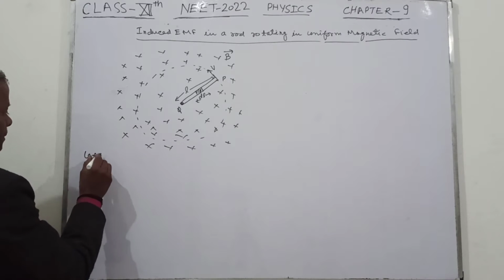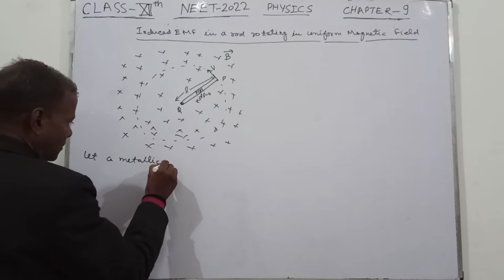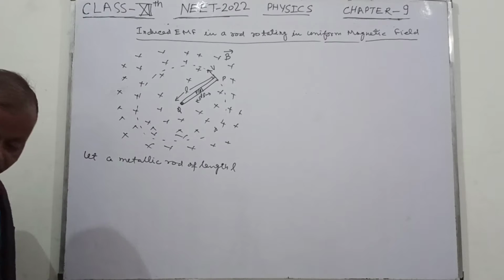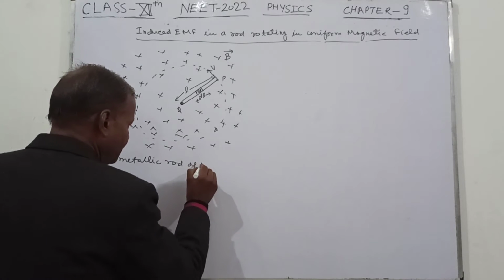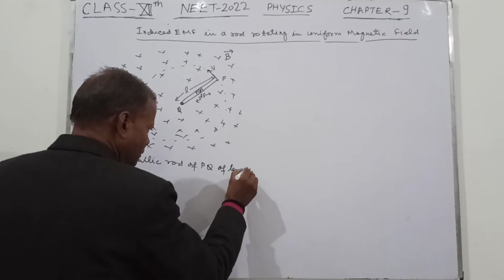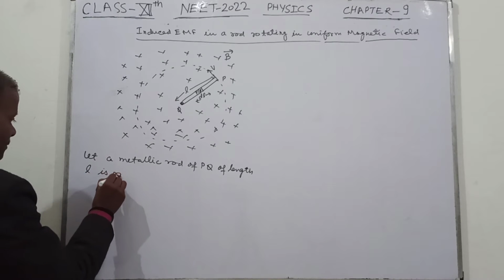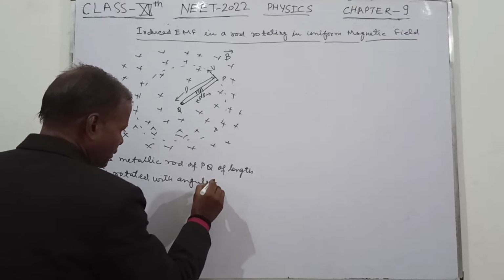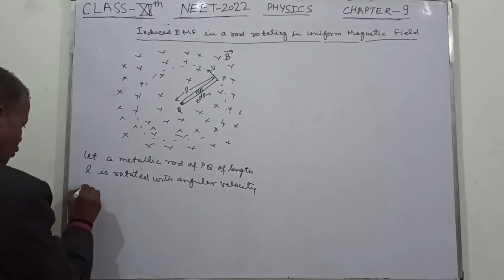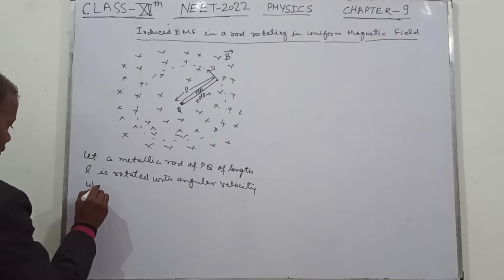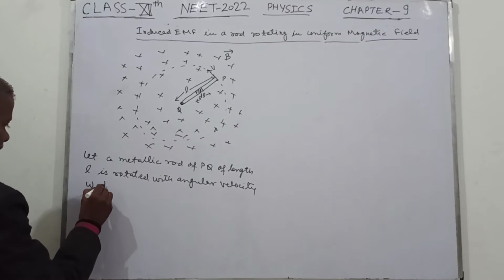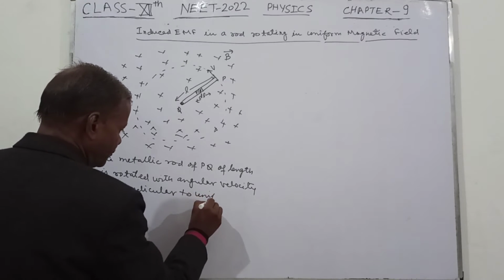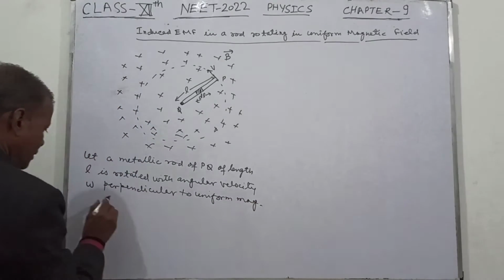Let a metallic rod PQ of length L be rotated with angular velocity omega, perpendicular to a uniform magnetic field.